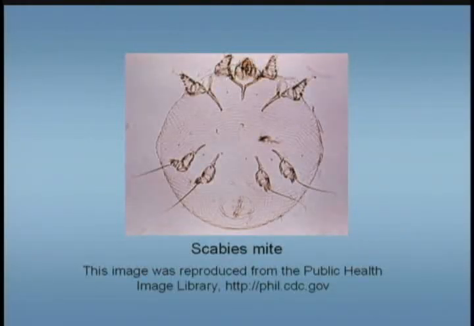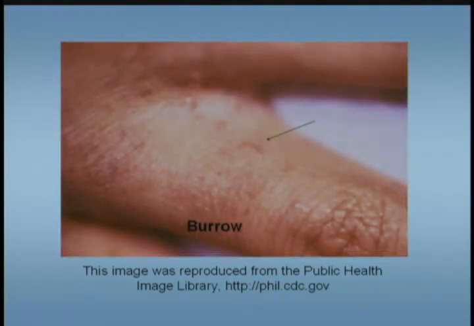And here is a scabies mite. These like to burrow under the skin, and there the arrow is pointing at a burrow. Always look for the web parts of the fingers and also of the toes for the burrows.